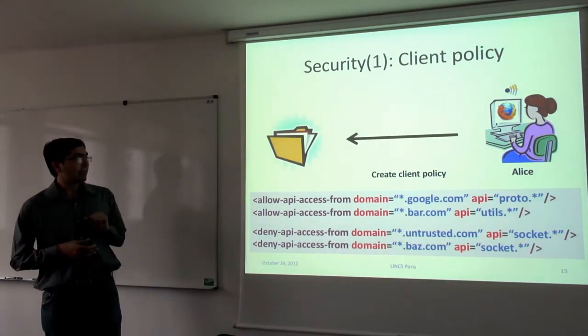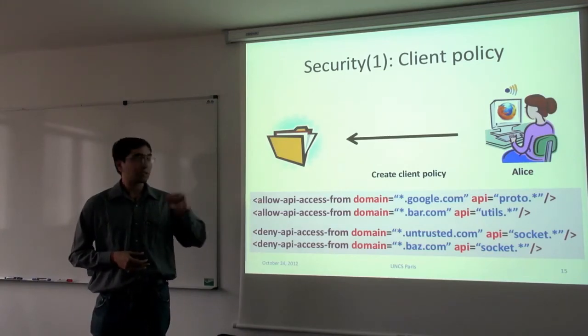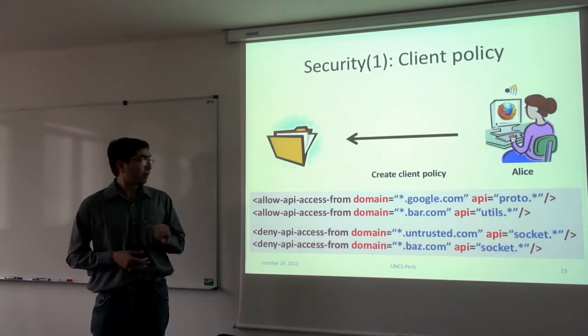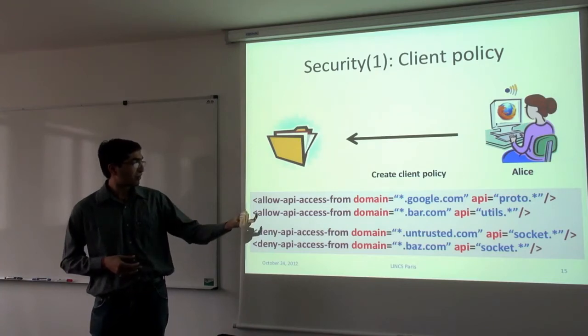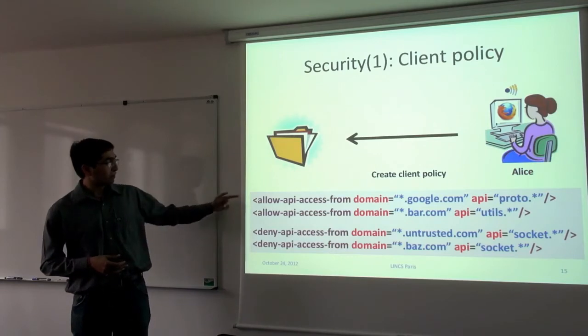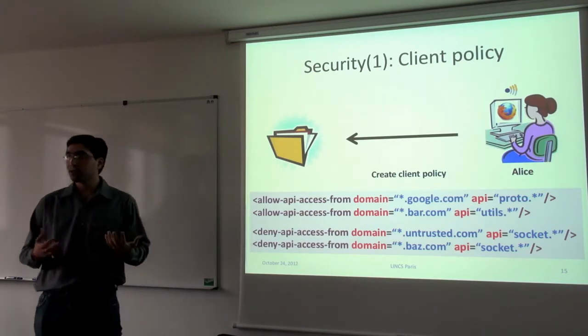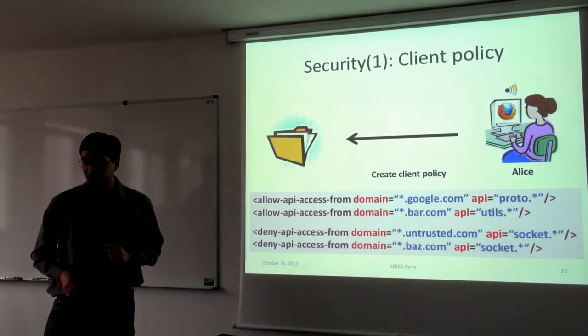For example, in this client policy, all scripts from the google.com domain will have access to the proto namespace, while scripts from untrusted.com will not have access to the socket namespace, because of these tags which say either allow API access or deny API access. Basically a set of either blacklists or whitelists for APIs.